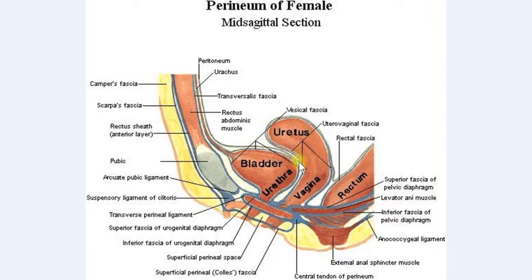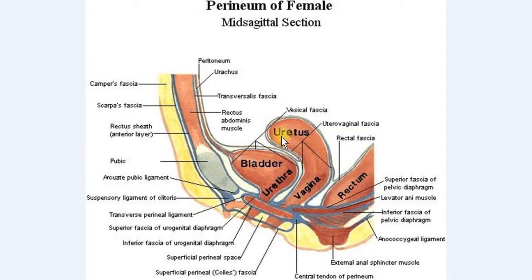The anterior surface is in relation with the bladder, while the posterior surface is in relation with the rectum. So the anterior surface is also called the vesical surface, and the posterior surface is also called the intestinal surface. The anterior surface is also in relation with the vesicouterine pouch, which lies between the bladder and the uterus. The pouch has two layers, an anterior layer and a posterior layer.